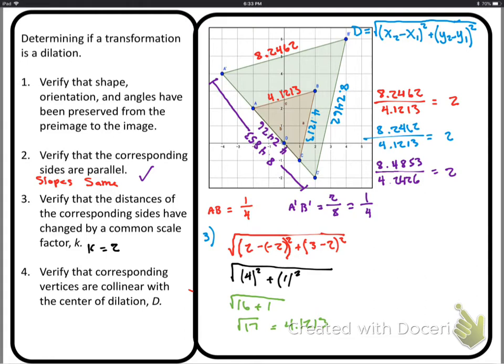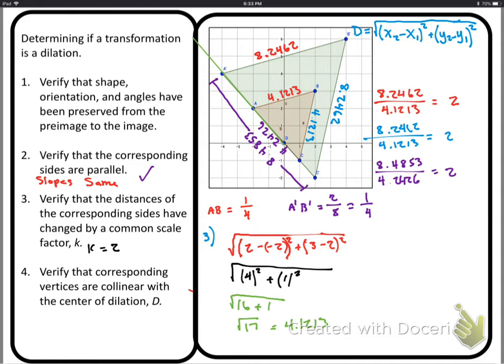And the last one here, the collinear part. So collinear starts from the point of dilation, where we have D right here. That's our point of dilation, or center of dilation. From this point, if we draw a line, A and A prime should be on the same line. So if I draw a line from the center of dilation going through A and A prime, those fall on that same line there.